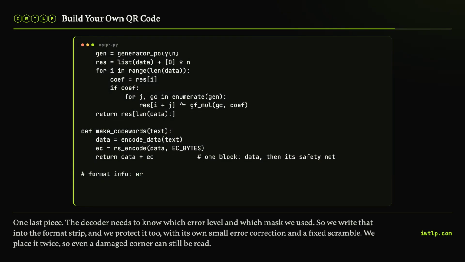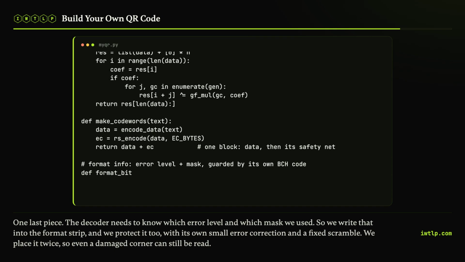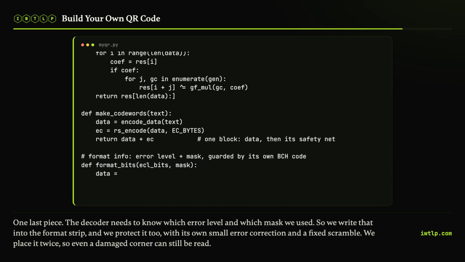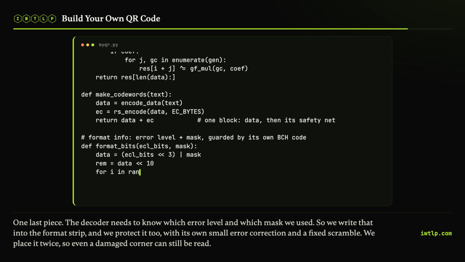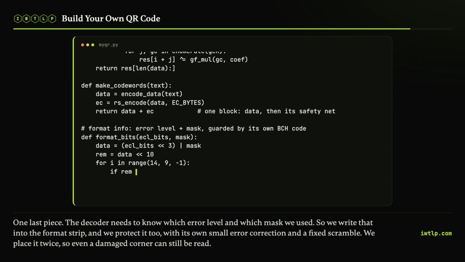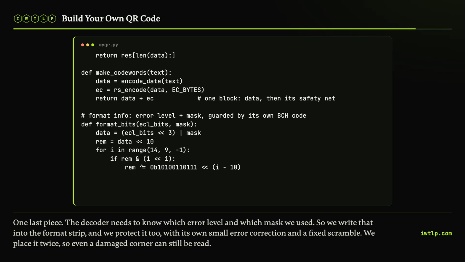One last piece. The decoder needs to know which error level and which mask we used. So we write that into the format strip, and we protect it too, with its own small error correction and a fixed scramble. We place it twice, so even a damaged corner can still be read.